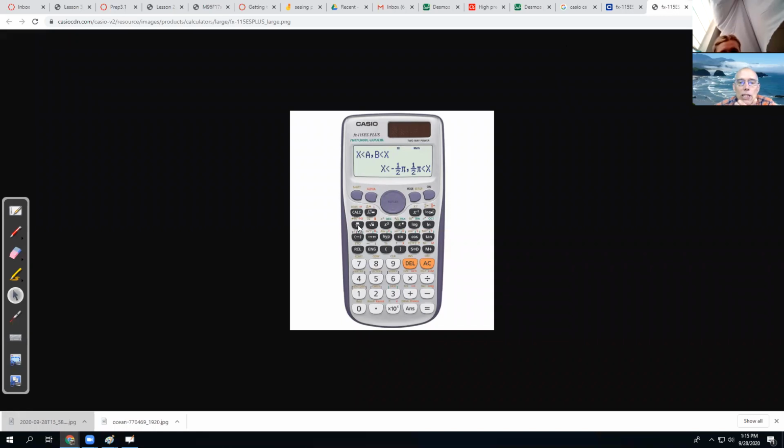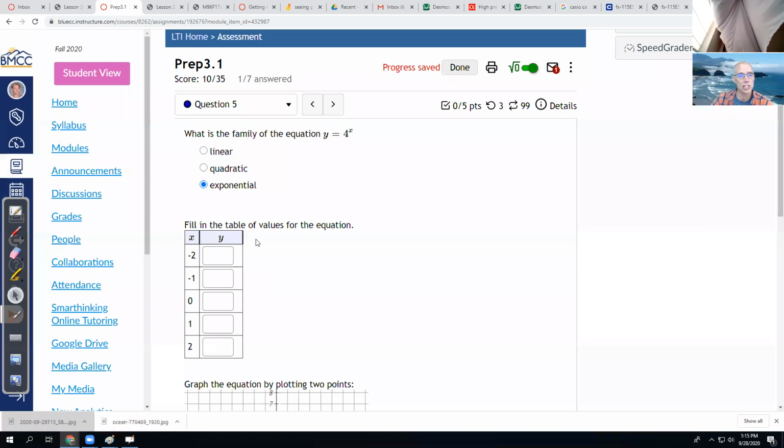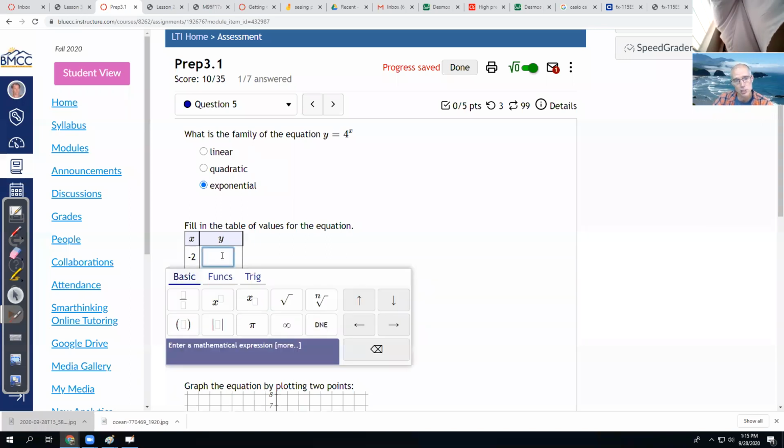Could be this button here, converts to a fraction. But I'm not sure since I don't have one on me. So I could either enter the fraction version or I can enter the decimal version, unless sometimes the questions will specifically say. So this is important. When you click on the box, here it says I could enter a mathematical expression if I want. Oh, okay. Or I could enter a decimal.